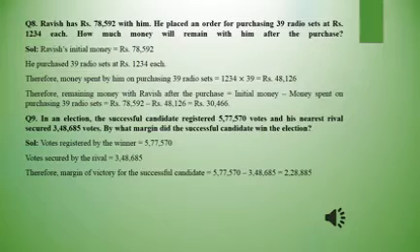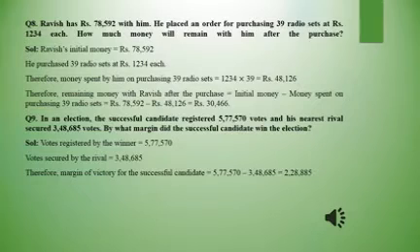So we have the solution like this. The votes registered by the winner, how many votes did the winner get? That is 5,77,570. And the votes secured by the rival, how many votes did his rival get? It is 3,48,685. Therefore, the margin of victory, that means by how many votes did the successful candidate win the election? How do we find that? We find it by subtracting the votes secured by the rival from the votes registered by the winner.